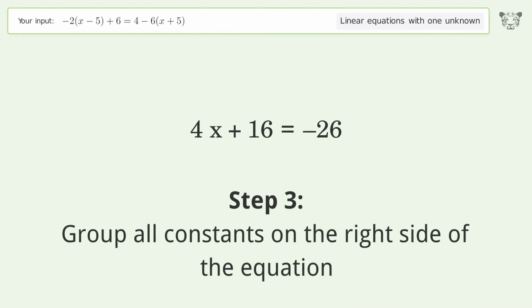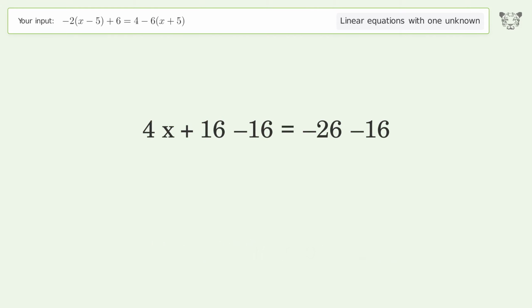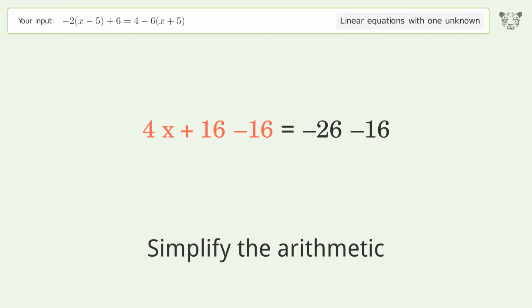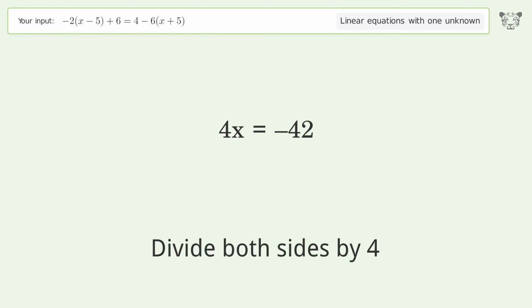Group all constants on the right side of the equation. Subtract 16 from both sides. Simplify the arithmetic. Isolate the x. Divide both sides by 4.